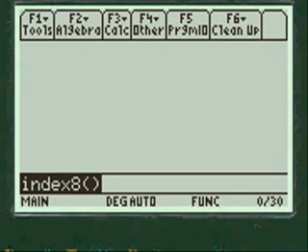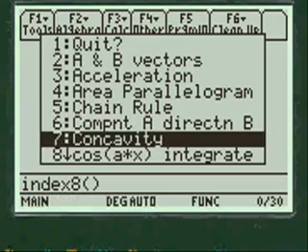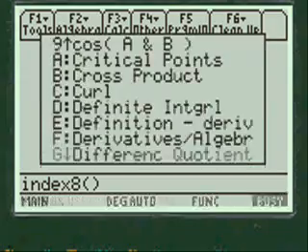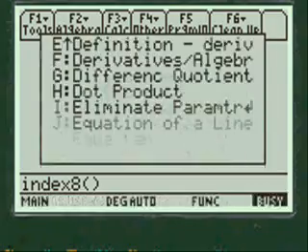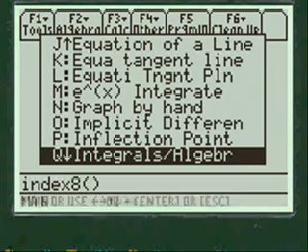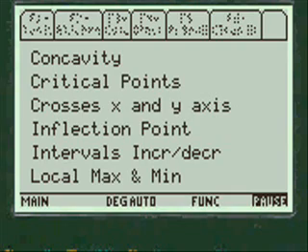You choose inflection point by scrolling down to it and pressing enter. It's all in alphabetical order. This screen shows what's available in graphing by hand to complete a graph or what might be asked for in a given test or homework.